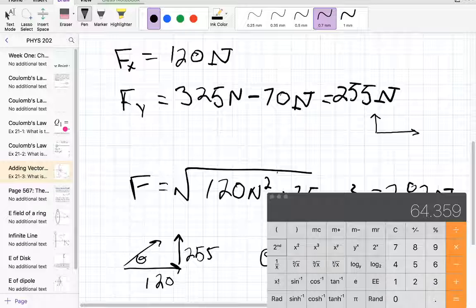And is that what your book gets? 65 degrees. Okay, so the angle is 65 degrees upwards from the horizontal positive x-axis.